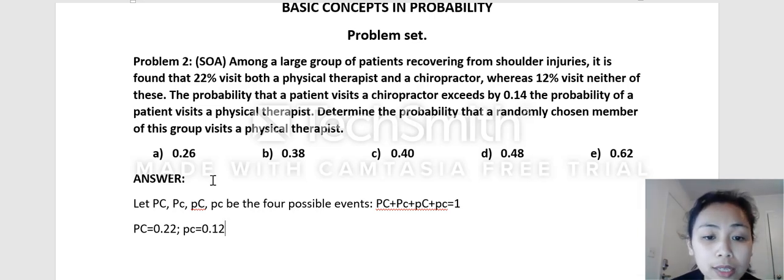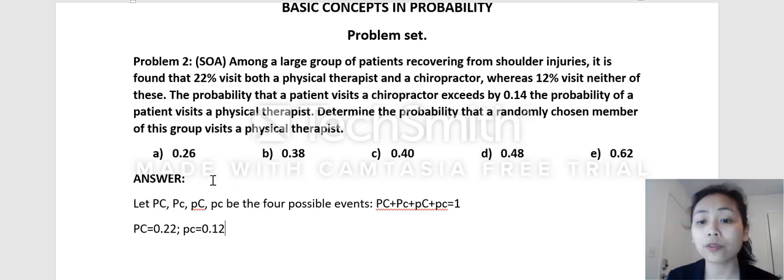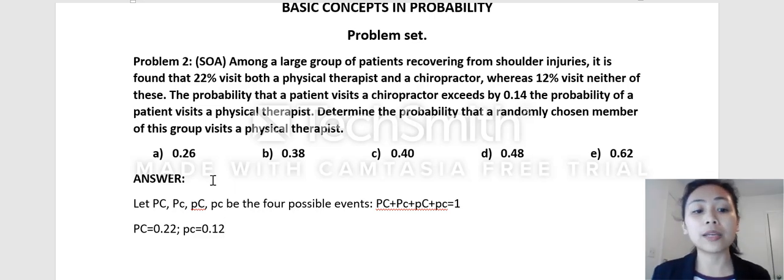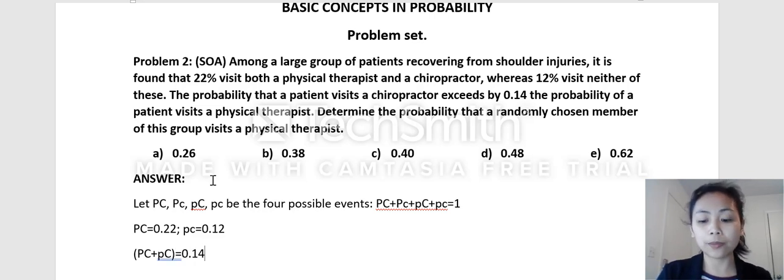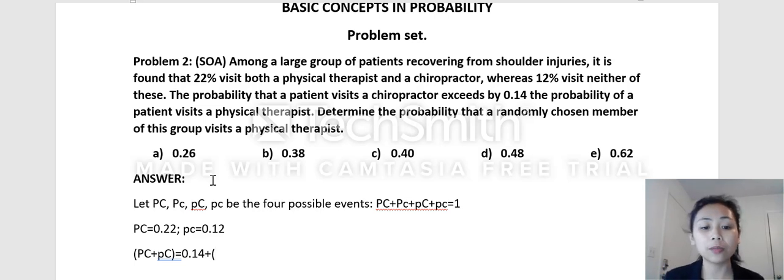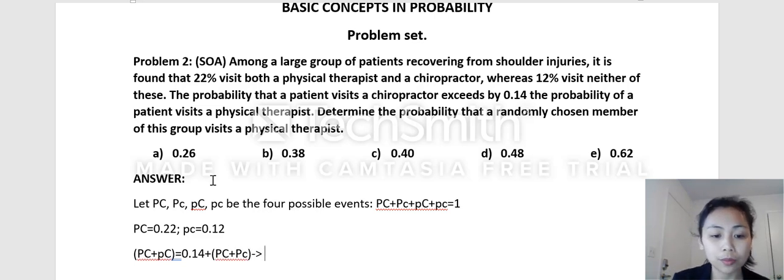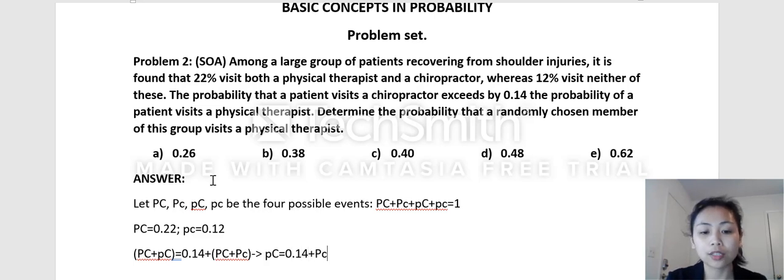And they said that the probability that a patient visits a chiropractor exceeds the probability of a patient visiting a physical therapist by 0.14. So look here. The probability that people visit chiropractors means either capital P capital C or little p capital C, and this is 0.14 plus the probability that a patient visits a physical therapist, so it's PC plus P little c. You see that? So from this equation, capital P and capital C cancel. So we have little p capital C equal to 0.14 plus capital P little c.